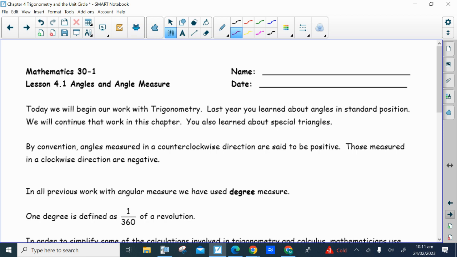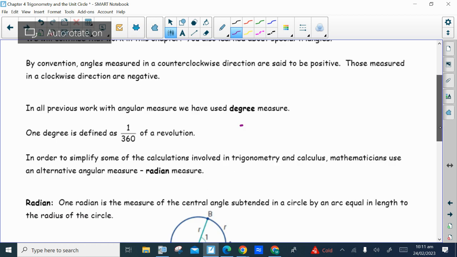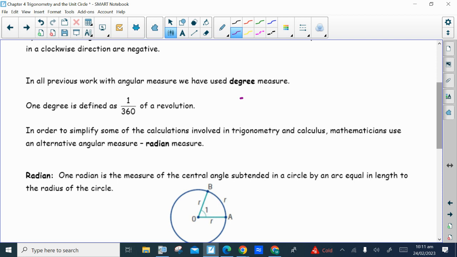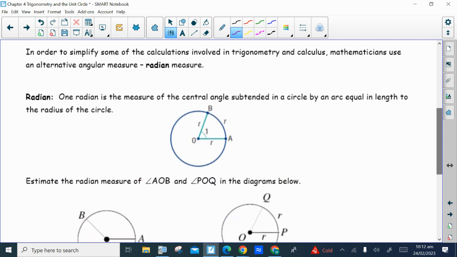In past work, you did most of your work with angles in degrees. 1 degree is defined as 1/360th of a revolution. In order to simplify some calculations involving trigonometry and calculus, mathematicians use an alternative angular measure known as radian measure. So 1 radian is the measure of a central angle subtended in a circle by an arc length that's equal to the radius. So an arc is a portion of the circumference. It's the distance around the edge of a circle.